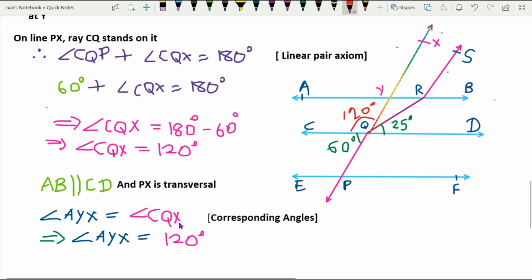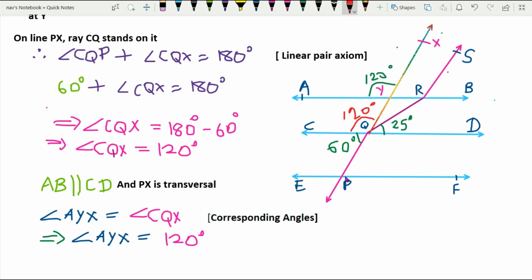Now angle CQX we already found as 120 degrees in the before step. So in place of angle CQX we will substitute 120 degrees. So angle AYX will be 120 degrees. This angle AYX will also be equal to 120 degrees.